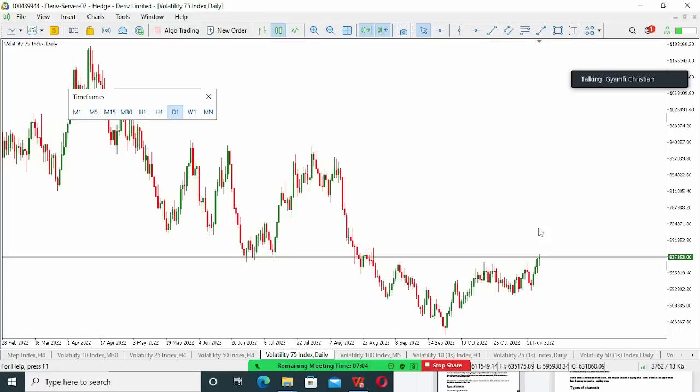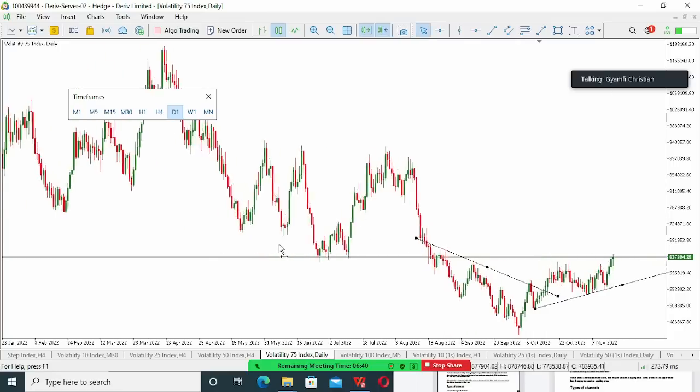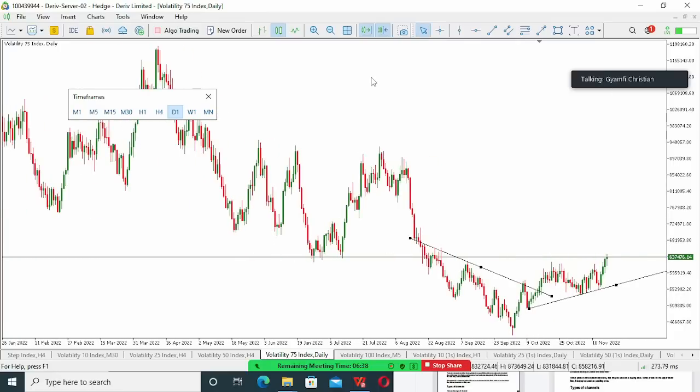Okay, so we are on V75 right now. And as I said, we can draw trend lines on any time frame. This is daily, right? Wherever you go, you can just draw trend lines, but make sure you are drawing it correctly. Just make sure you are doing the right thing.